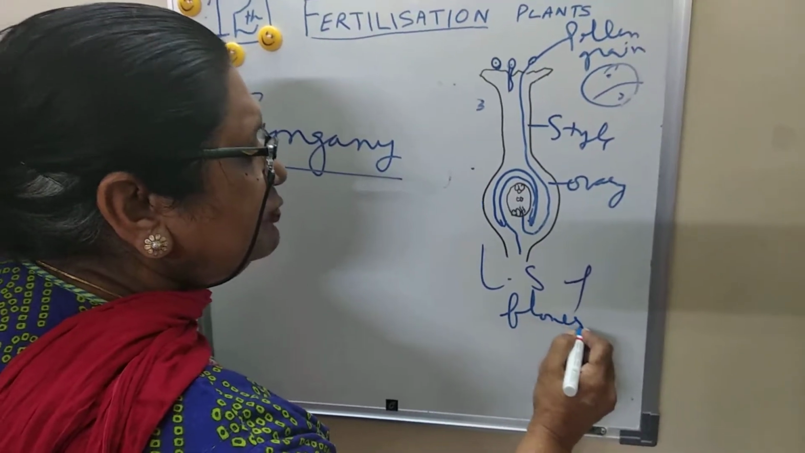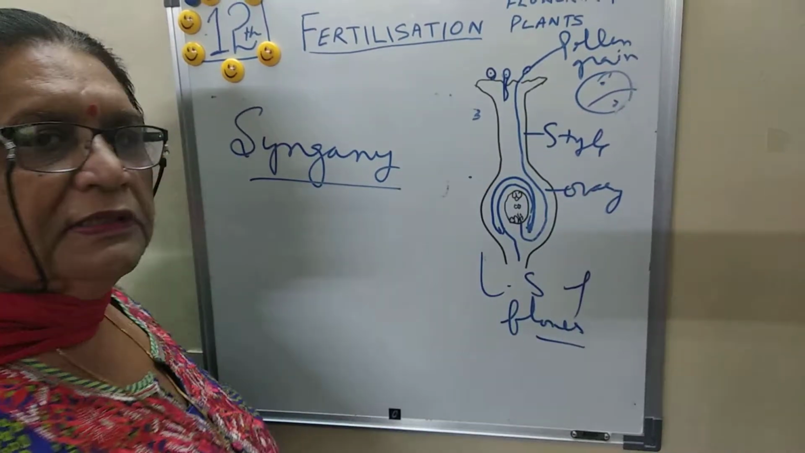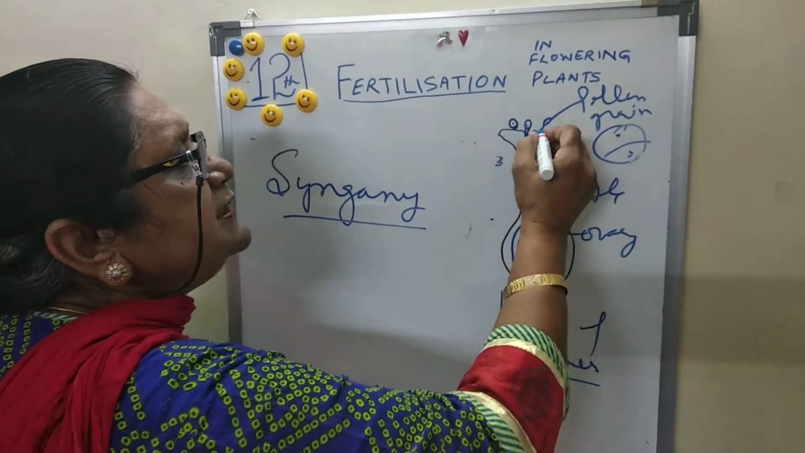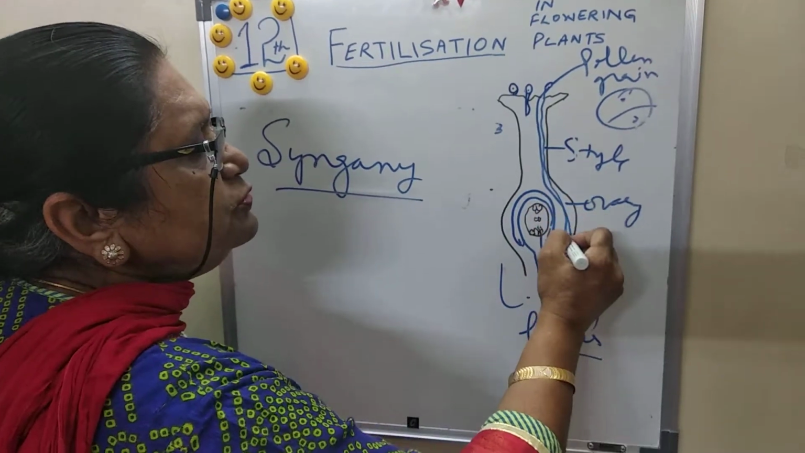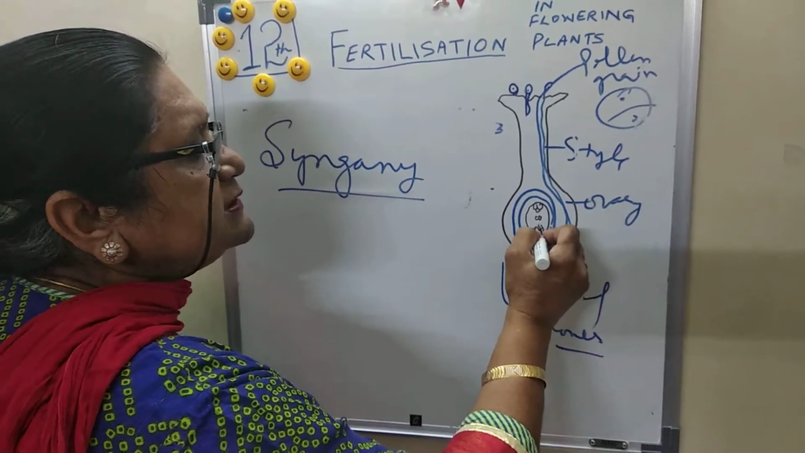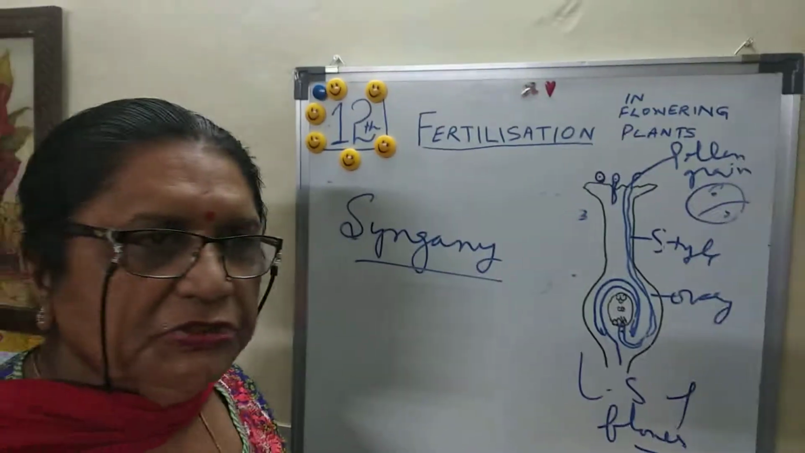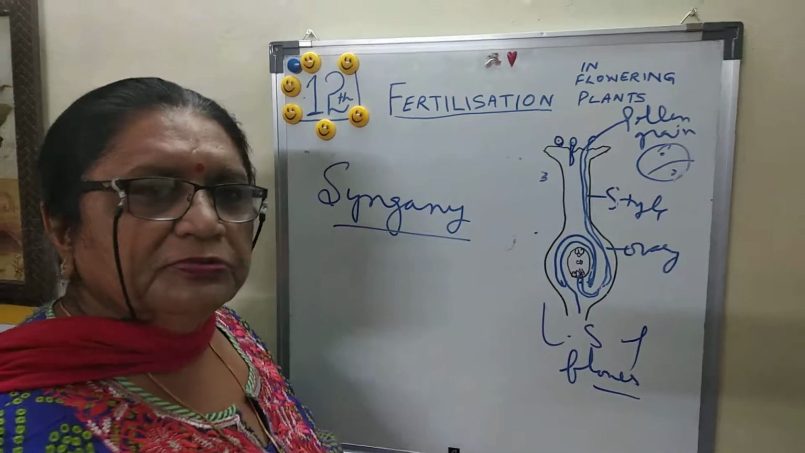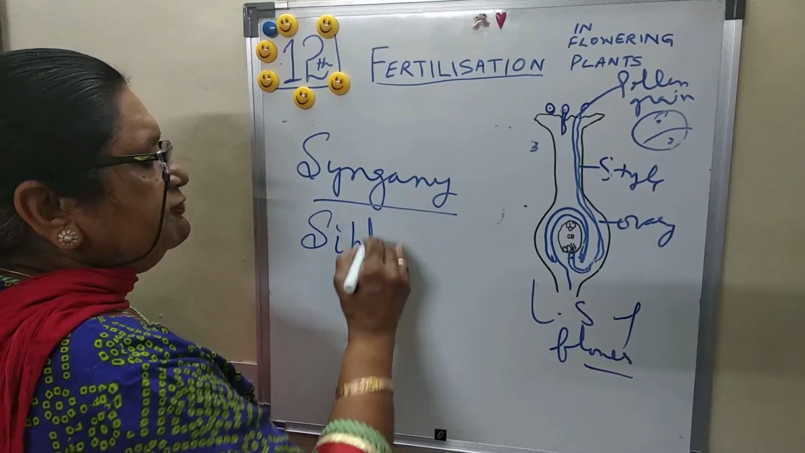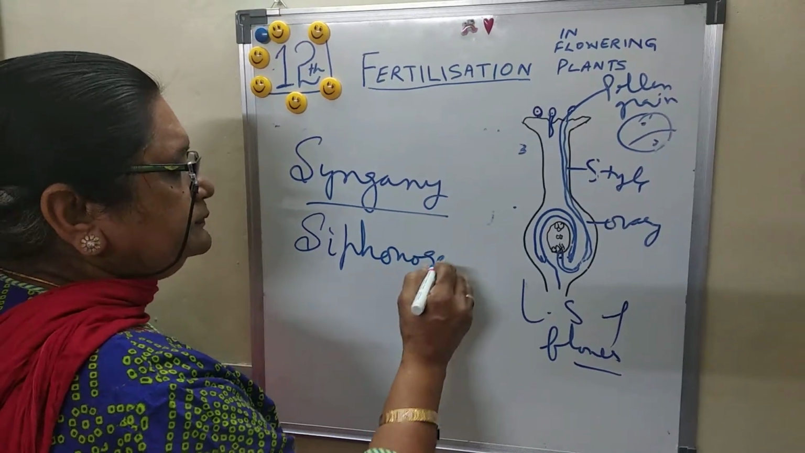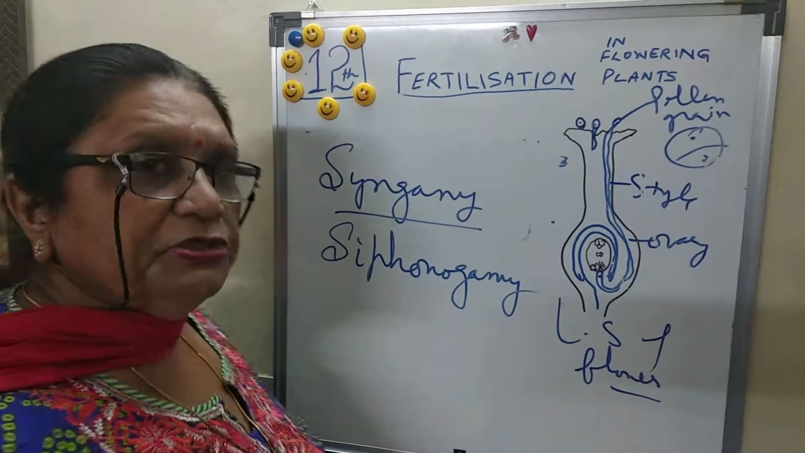So how is it formed and how does it move? The pollen tube is formed, which is the male gametophyte, and this pollen tube carries two male gametes, as we have discussed. Fertilization through the pollen tube is called siphonogamy.